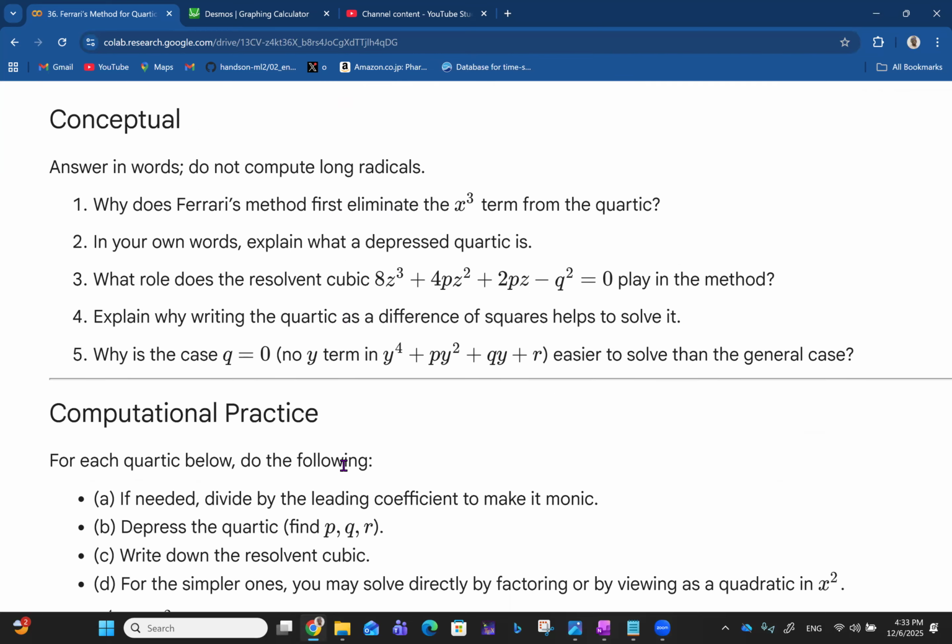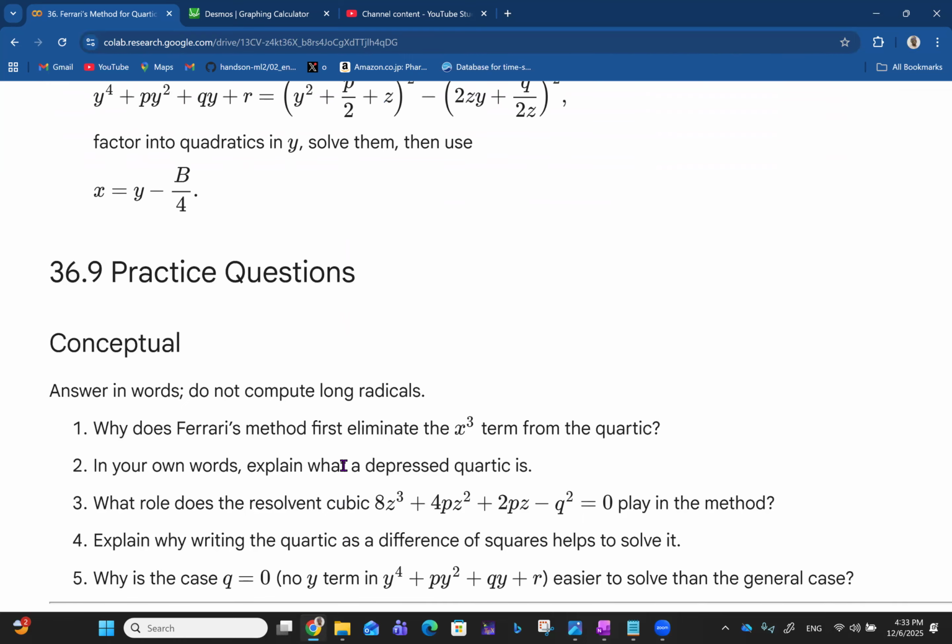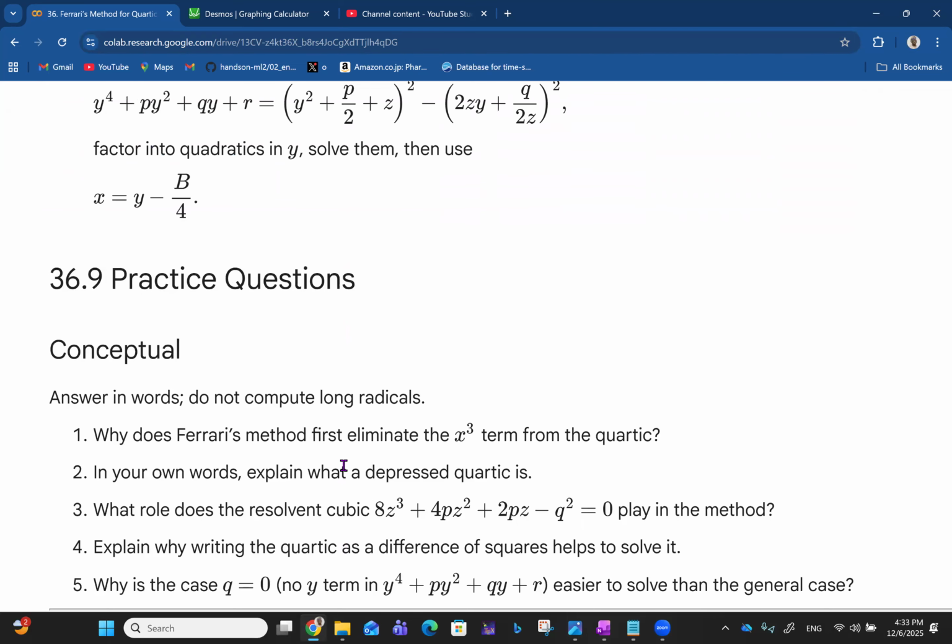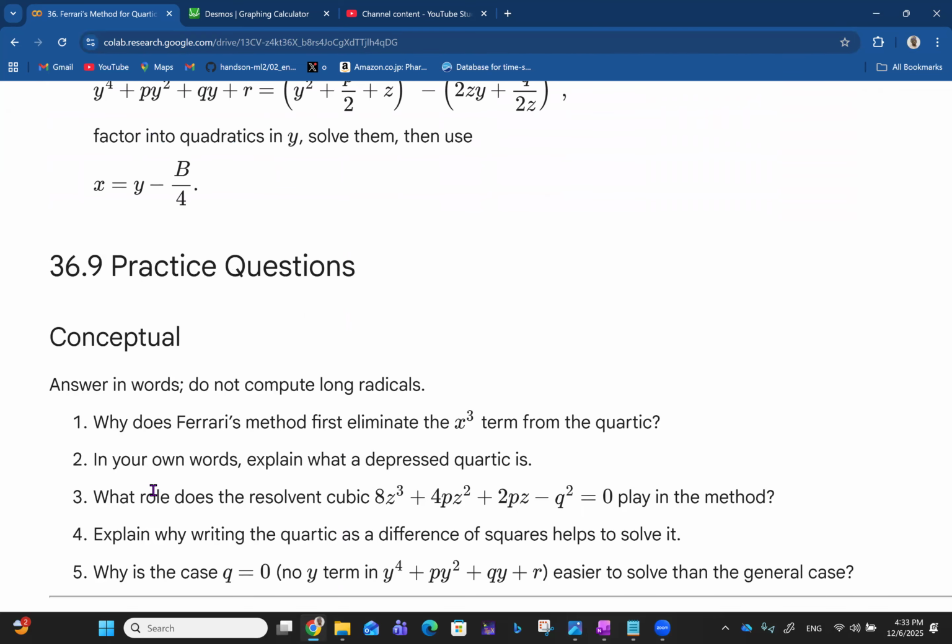So we have some practice questions here. We have conceptual questions. Why does Ferrari's method first eliminate the x cubed term from the quartic? I mean, we need to depress it, right? We need to depress the expression.